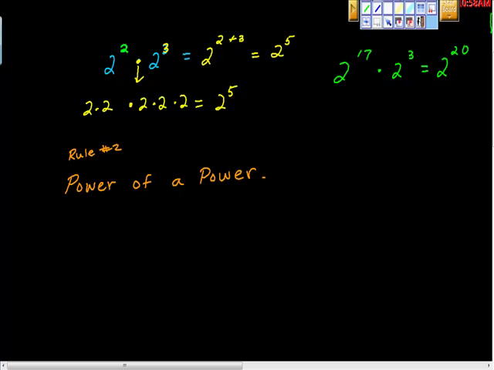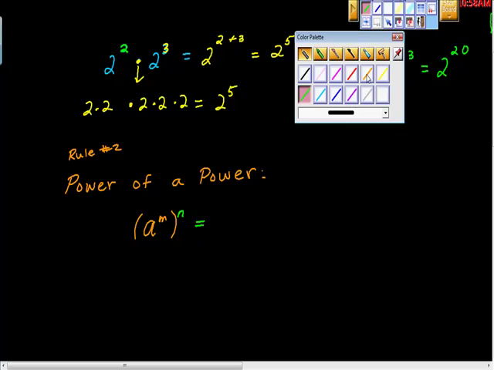And power of a power suggests to us this. It says that if we have a to the mth power, and the whole thing outside parentheses raised to the nth power, then what we really have is a to the m times n power.